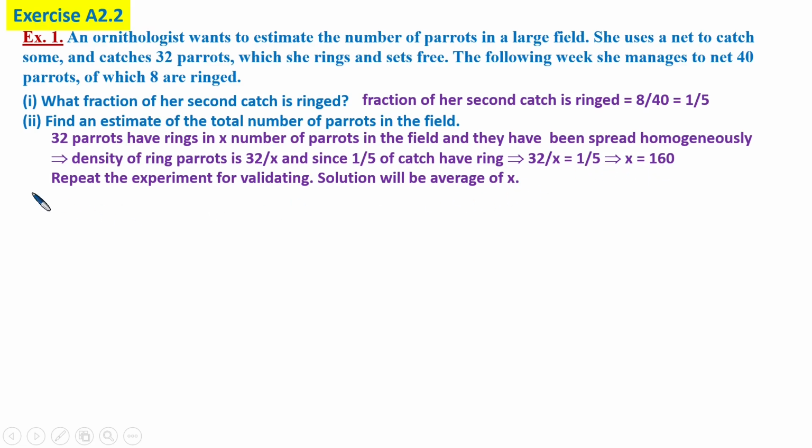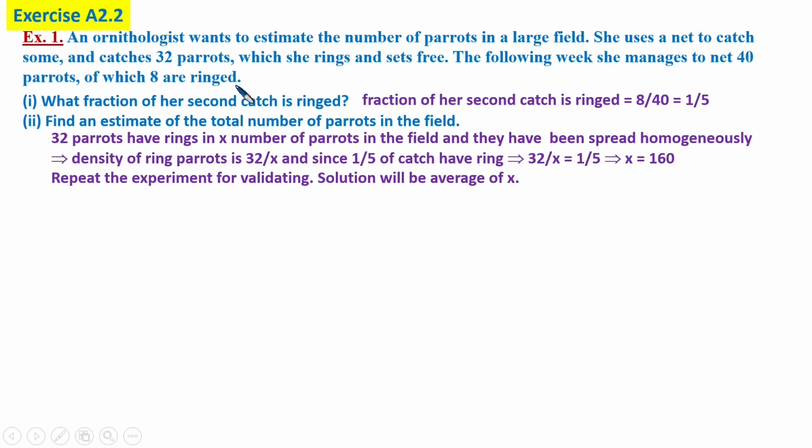Just simple multiplication, and repeat the experiment for validating. The solution will be the average of X. So you go on repeating it, because these are statistical things. Sometimes she may catch less or more and then set free. In the next days she may again catch less or more than 40, and then she will count.